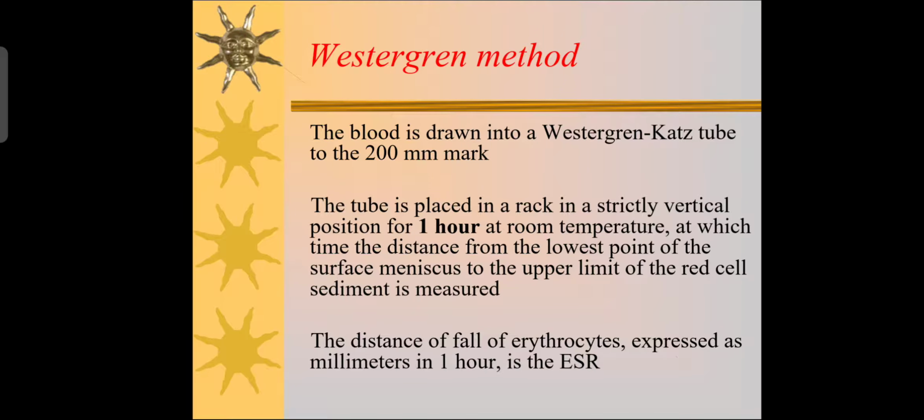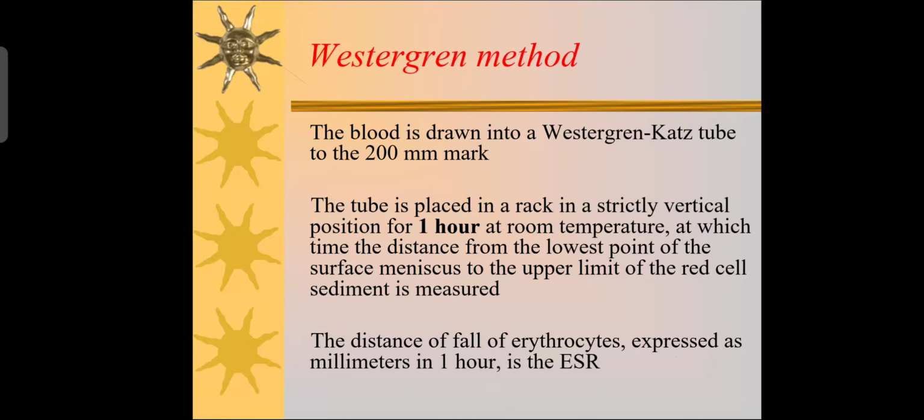Westergren's method: blood is drawn into Westergren's pipette up to the 200 millimeter mark. The tube is placed in a rack in a vertical position for 1 hour at room temperature, at which time the distance from the lowest point of the surface meniscus to the upper limit of the RBC sediment is measured. The distance of fall of the erythrocyte, expressed in millimeters in 1 hour, is the ESR, erythrocyte sedimentation rate.